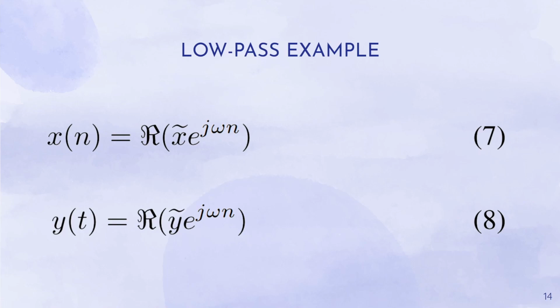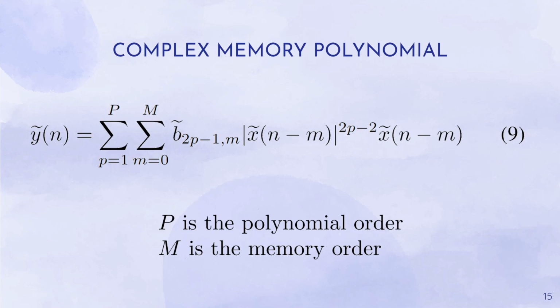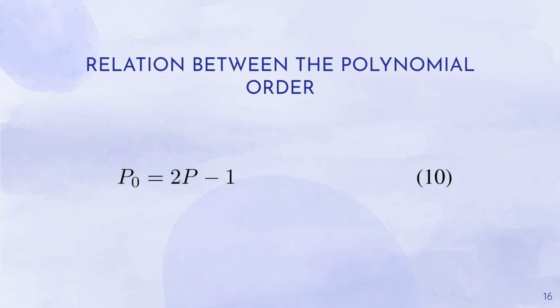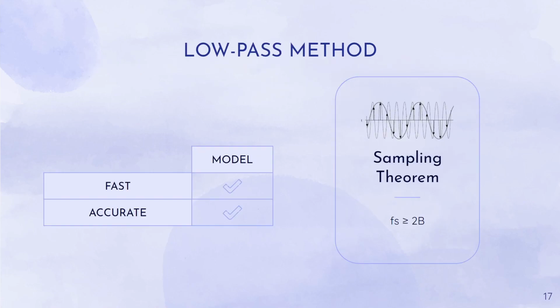This was an example where p0 equals 3 and m equals 0. But this relation between the bandpass system and the low-pass system is valid independent of the parameter chosen, given some minor adaptation. The real MP model can be adapted to the complex MP model, defined in equation 9, where p is the polynomial order. Finally, the relation between the polynomial order p and its truncated form, p0, is given as follows. In this article, we'll be using the low-pass method because it will be more efficient.